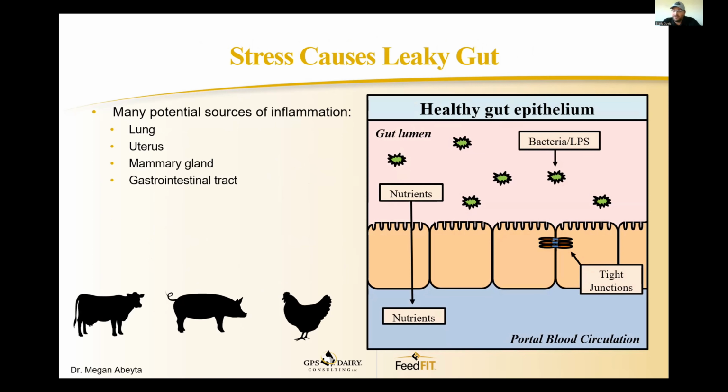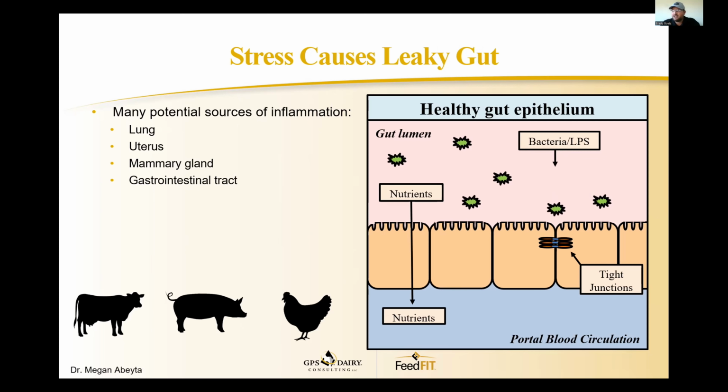You might have pneumonia in the lungs, mastitis in the mammary gland, metritis in the uterus, or inflammation in the gastrointestinal tract. If you look at this figure here on the right, we have a healthy gut epithelium. We can see that we have bacteria and LPS, or lipopolysaccharide, in the gut lumen, and we have nutrients being absorbed into the portal bloodstream. These cells on the intestinal epithelium have tight junction proteins, and that's the barrier that prevents these toxins and pathogens from infiltrating.